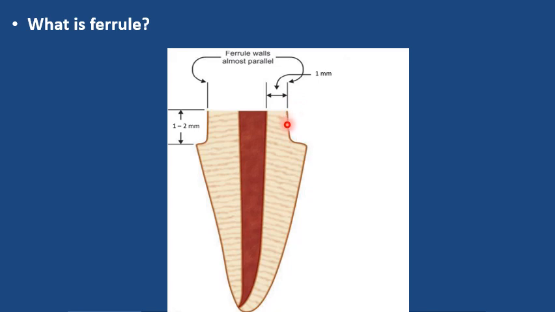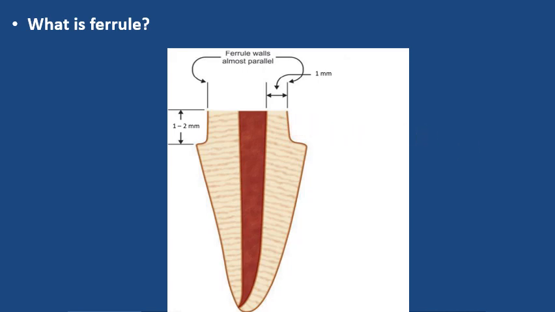It forms by the supragingival walls and margins of the tooth. The minimum thickness for the ferrule is about 1 millimeter, and the minimum height for the ferrule is between 1 to 2 millimeters. Now, what is the function of the ferrule?